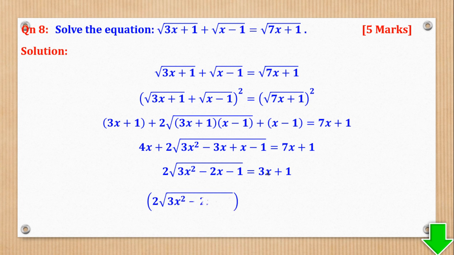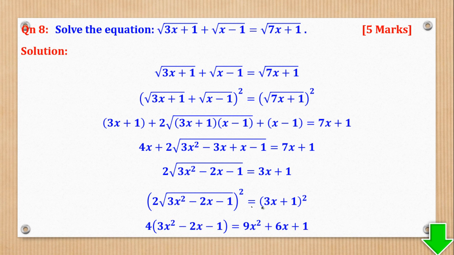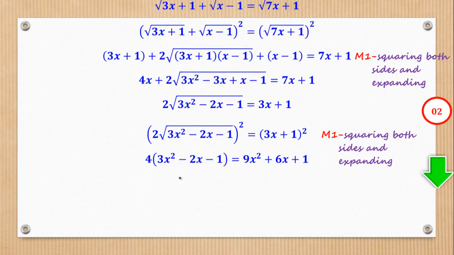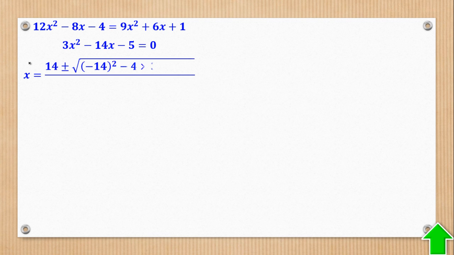Then I am going to again square both sides to come up with that. Expanding this gives this, and expanding this gives that. So now I've managed to remove all the square roots. Next is to rearrange to get a quadratic equation, which can be solved using the quadratic formula to get the two values of x.